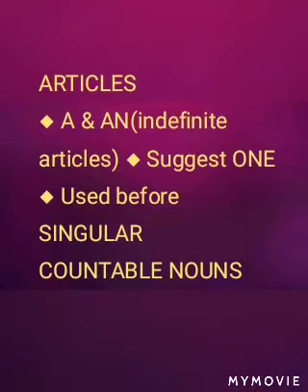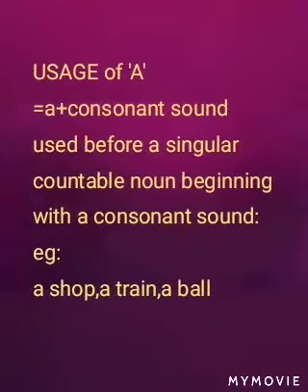Articles. A and an are indefinite articles. They suggest the meaning of one and they're used before singular countable nouns. Usage of a. Now, a is used with consonant sounds. That is, it is used before a singular countable noun beginning with a consonant sound. For example, a shop. Shop has a consonant sound and it is a countable noun, that is one shop. A train, a ball. So, it suggests the meaning of one.